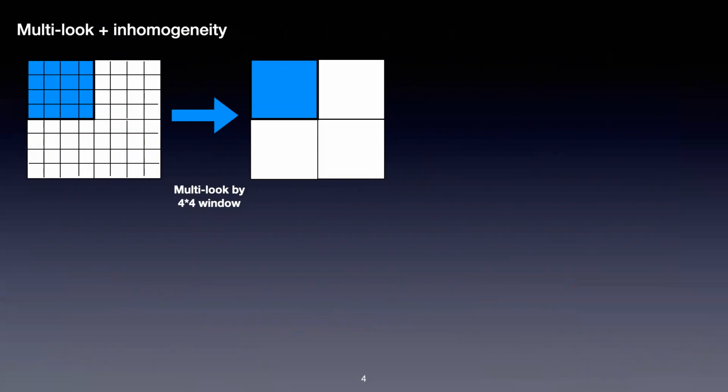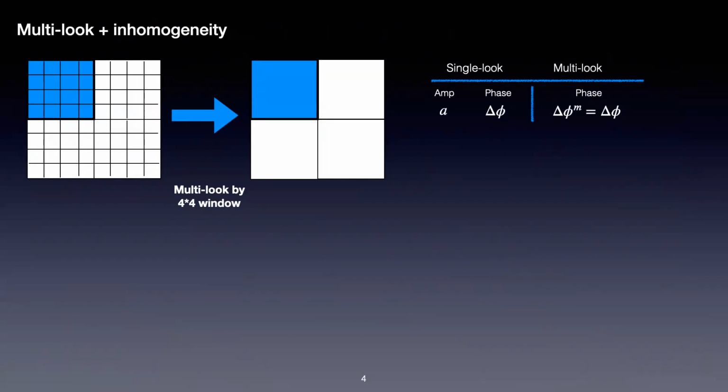Multi-looking means averaging single-look measurements in a predefined window. Each single-look measurement is drawn from an underlying distribution that is characterized by parameters such as amplitude and phase. If all single-look measurements are homogeneous, then the multi-look phase is the maximum likelihood estimate of the true phase.